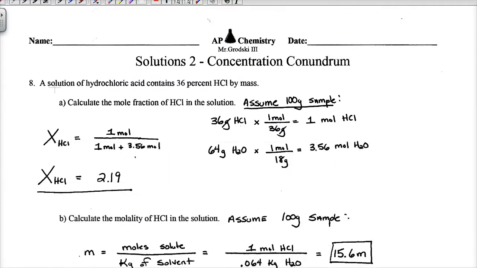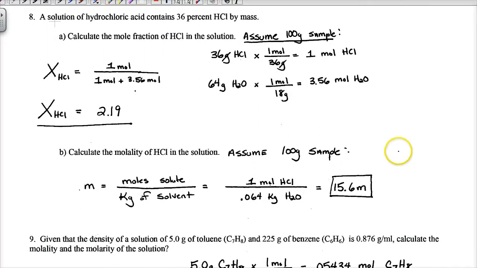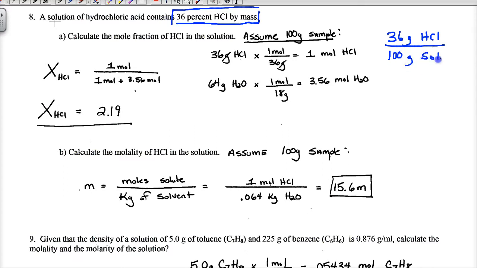Now, number 8, backside. As we go through this, a solution of hydrochloric acid contains 36% hydrochloric acid percent by mass. What does that mean? That means 36 grams of hydrochloric acid molecules in 100 grams of solution. Remember, it's total solution, percentages and fractions using total mass. So this is over 100 grams of solution, which means 100 minus 36, 64 grams of water.